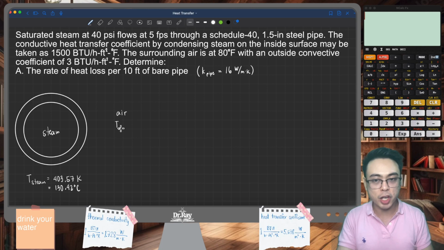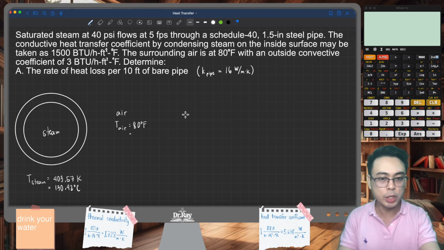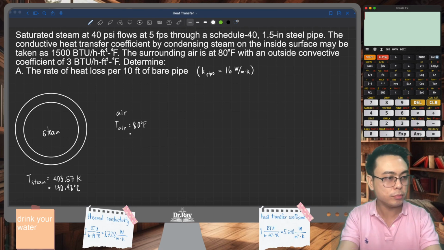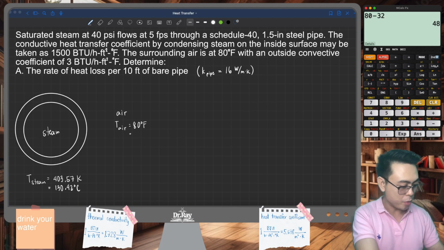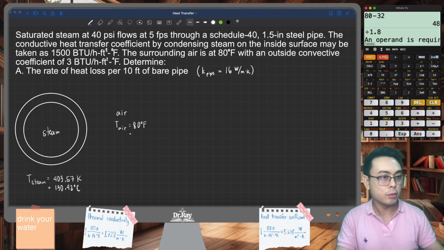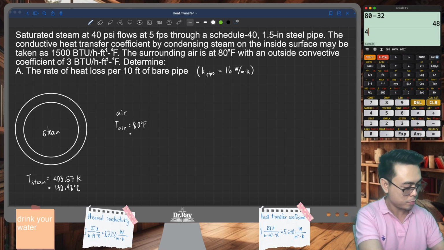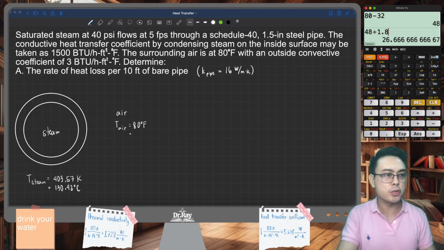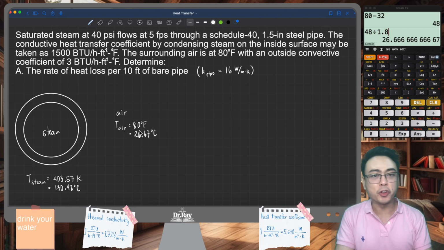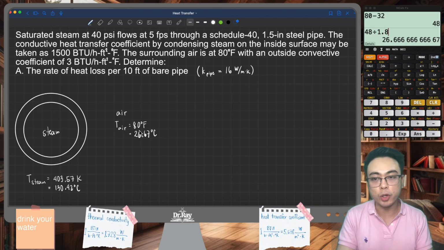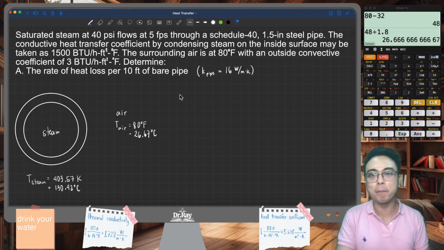Now, the temperature of the air was mentioned to be 80 degrees Fahrenheit. Just to be consistent, let me convert this to degrees Celsius. That will be 80 minus 32 divided by 1.8. So that is roughly 26.67 degrees Celsius. I'm converting everything to SI units for our convenience later on when we solve the problem.